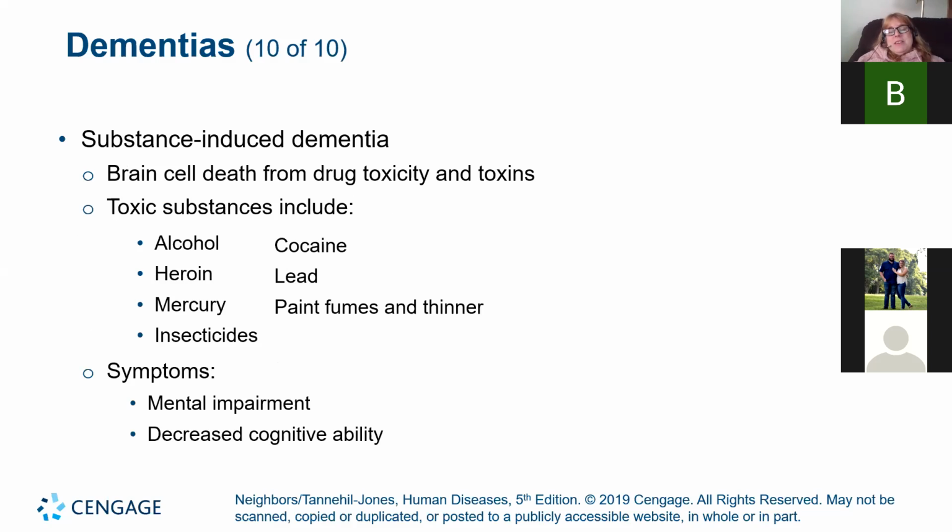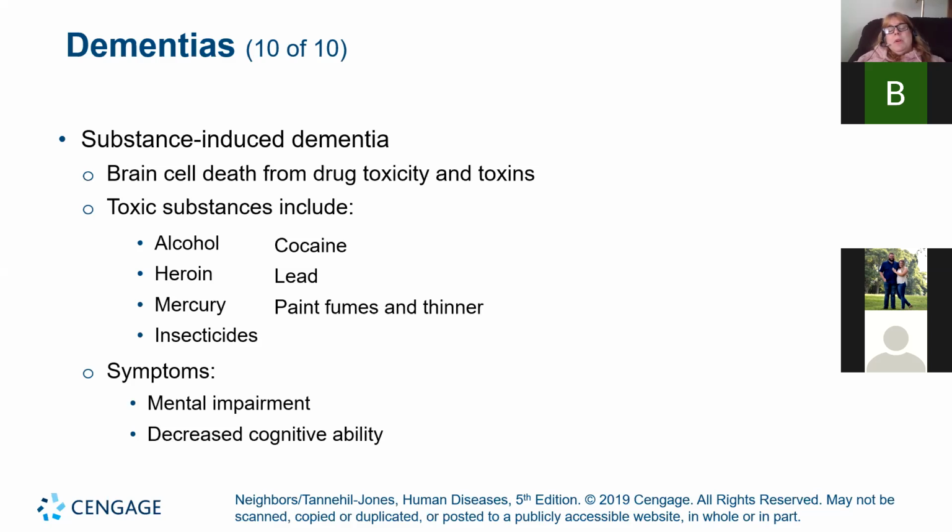Then there's substance-induced dementia. And we're seeing an increase of this because it's brain cell death from drug toxicity and toxins. Of course, we're seeing it from the heroin and the cocaine, the increase in street drugs. We see it in alcoholics, okay? But we also see it from lead, from lead paint. We see it from people who want to huff just regular household cleaners and chemicals that are around the house.